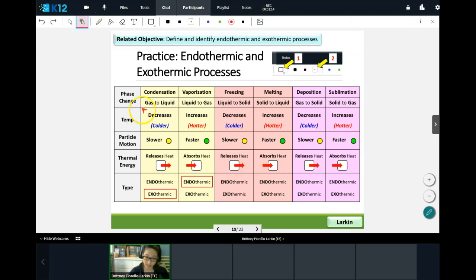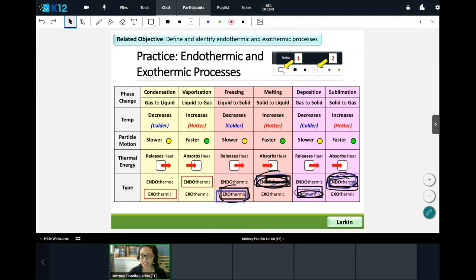All right. Think about any time you get colder and slower, you are losing heat. So what process is that for freezing and deposition? And anytime you get hotter, you are getting faster, more chaotic. You must be absorbing heat, adding heat. So is that endo or exo for melting and sublimation? All right. Anything where you get hotter and faster is the same. Anything where you get colder and slower is the same.